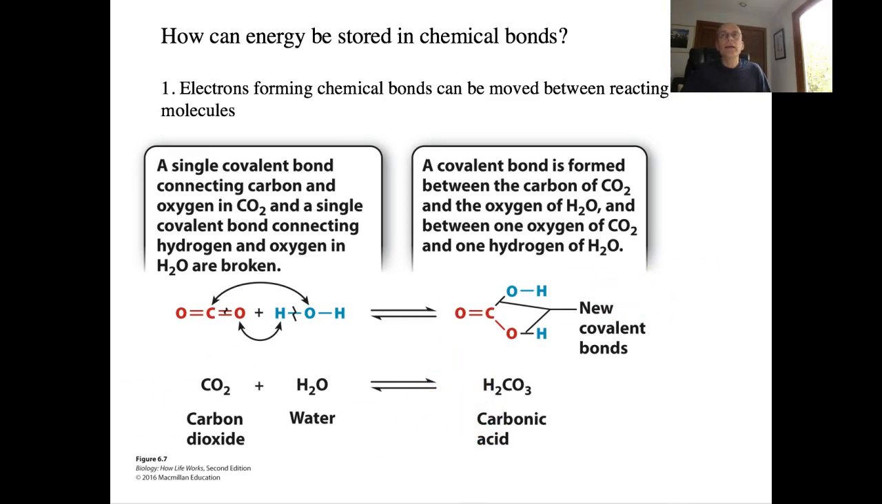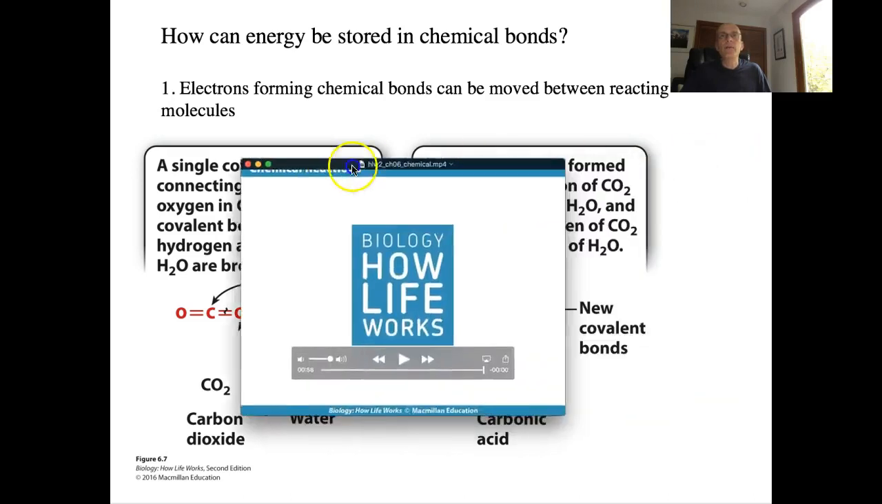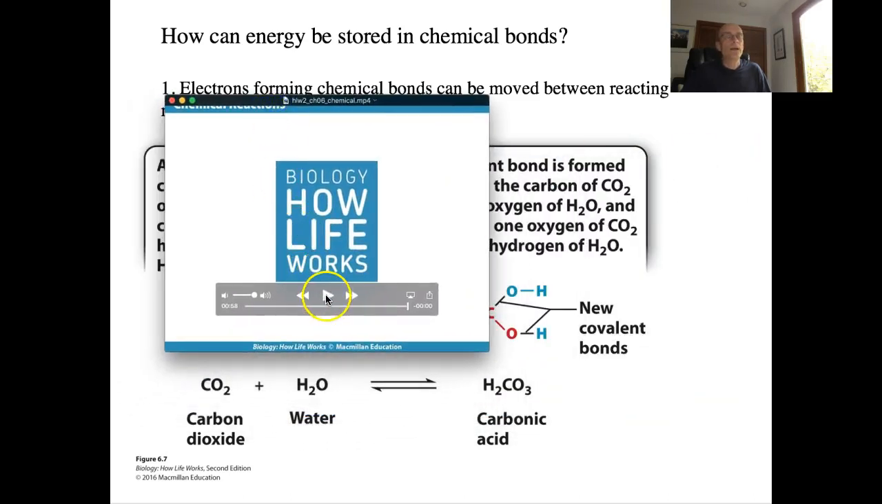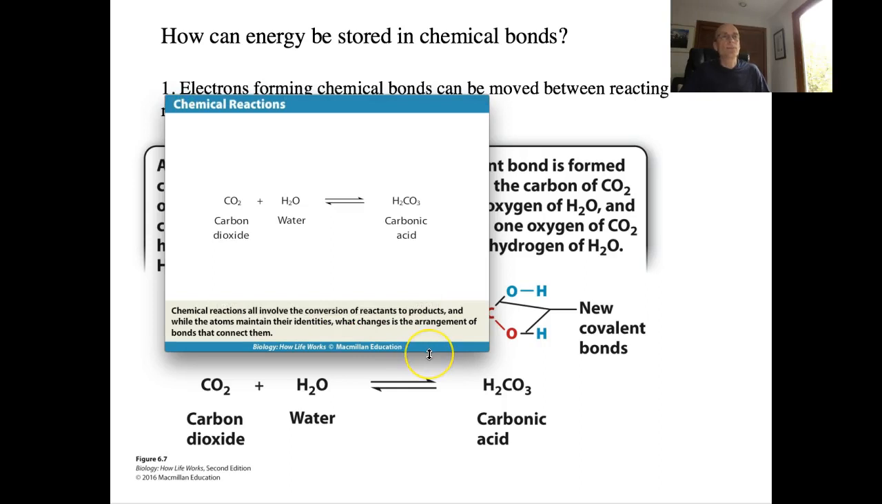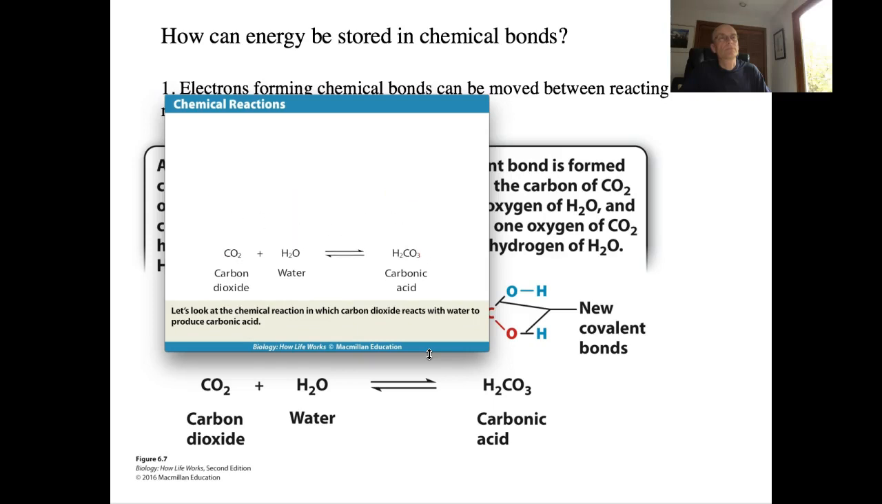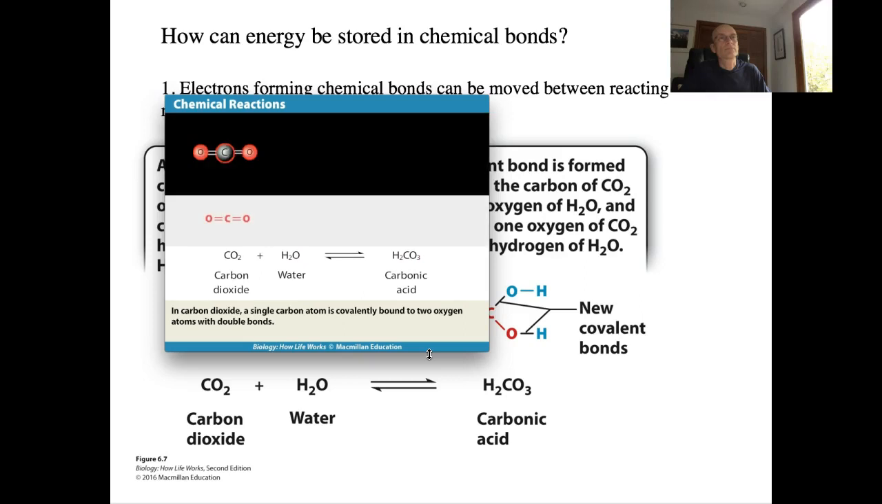All right, so chemical reactions. Let's take a look at how chemical reactions form and break bonds. Chemical reactions all involve the conversion of reactants to products, and while the atoms maintain their identities, what changes is the arrangement of bonds that connect them. Let's look at the chemical reaction in which carbon dioxide reacts with water to produce carbonic acid. In carbon dioxide, a single carbon atom is covalently bound to two oxygen atoms with double bonds. In water, a single oxygen atom is covalently bound to two hydrogen atoms with single bonds.